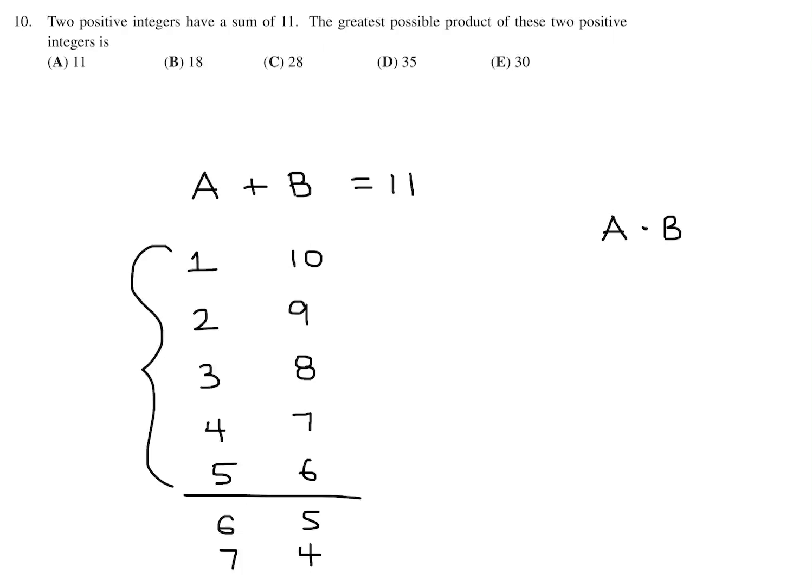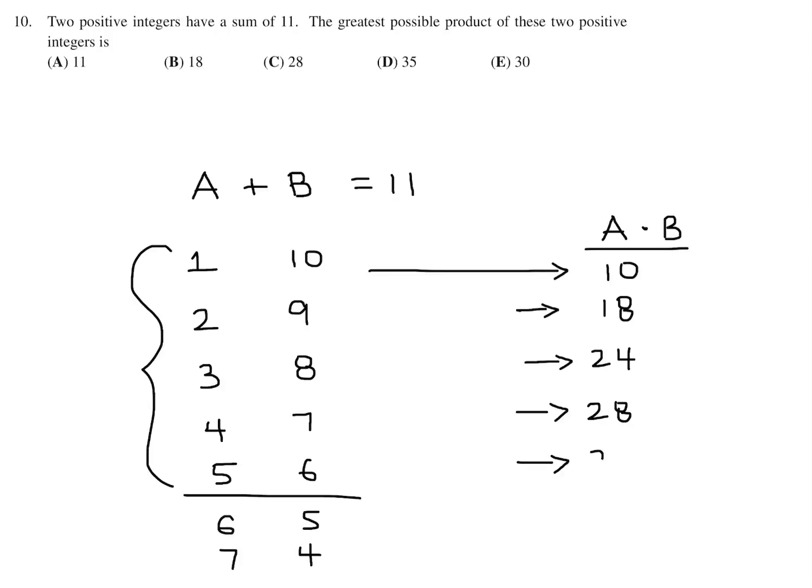All right, let's figure out the product, AB, for each of these. The first one, it will give you 10. Next one, 2 times 9, 18. The next one, 3 times 8, 24. 4 times 7, 28. And finally, 5 times 6 is 30. Now, which one of these is the largest, greatest possible product? Well, that's 30. So number 10, the answer is E.